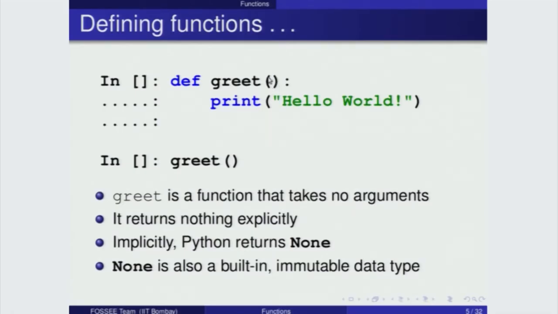So if it takes a single argument, the single argument will be inside this. If it takes no arguments, you simply put open, close. You must define it this way. You cannot leave out these brackets.